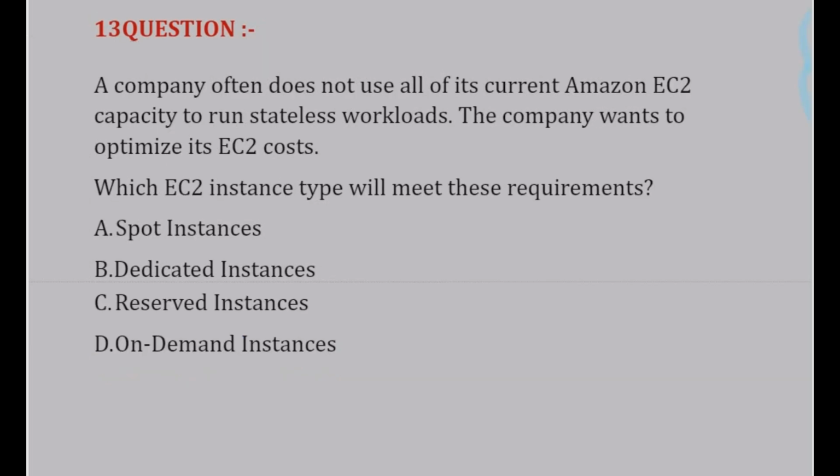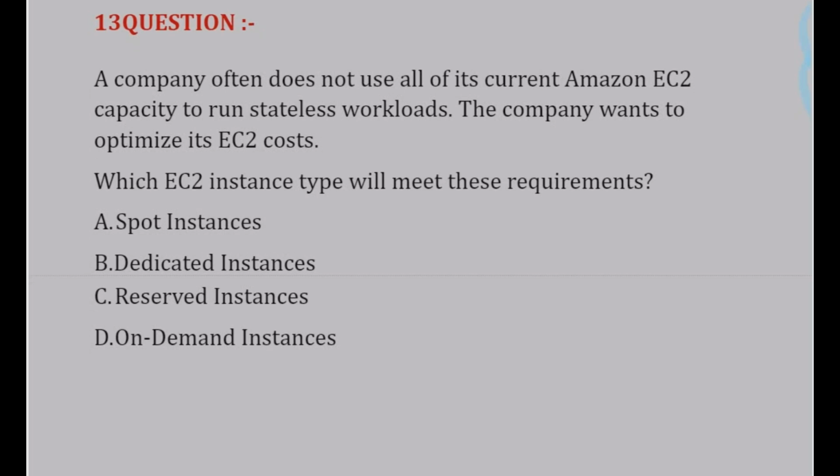Question is, a company often does not use all of its current Amazon EC2 capacity to run stateless workloads. The company wants to optimize its EC2 costs. Which EC2 instance type will meet these requirements? Option A. Spot instances. Option B. Dedicated instances. Option C. Reserved instances. Option D. On-demand instances. Correct answer is option A.